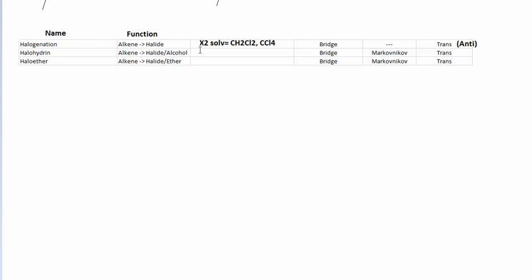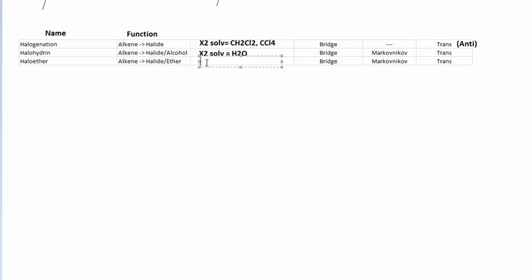Over here in the halohydrin formation, that was the second reaction we're looking at. That's X2, which is again some sort of halide. The solvent is water, which is a stronger nucleophile than the X- anion. So it'll perform the attack, giving you a halide from the initial step and an alcohol from the attack on the bridge. And it's technically Markovnikov because the more electronegative group adds to the more substituted carbon.